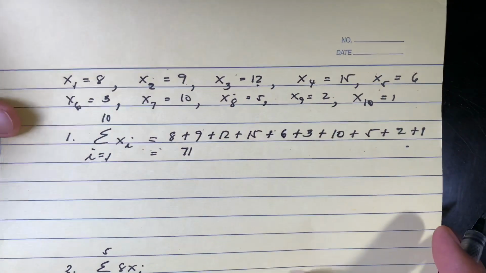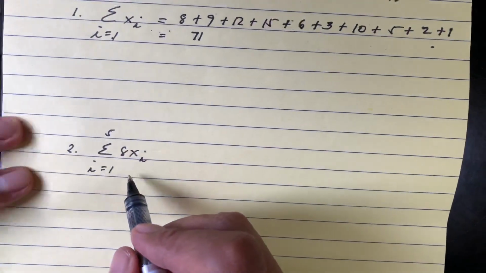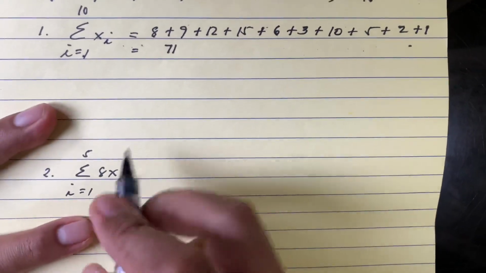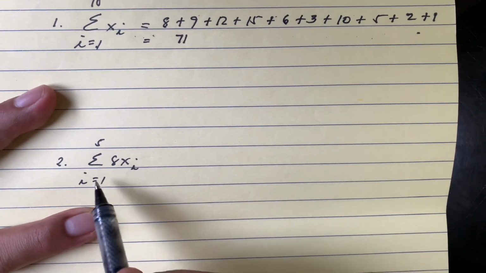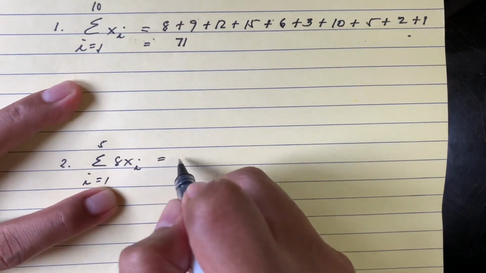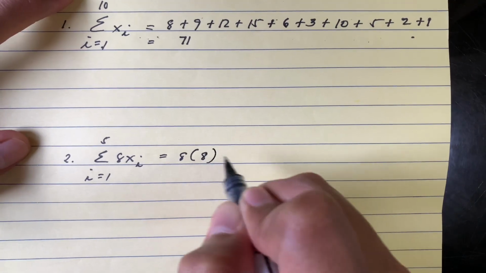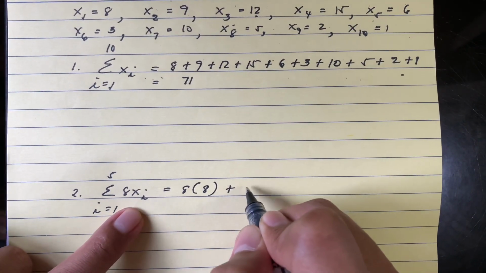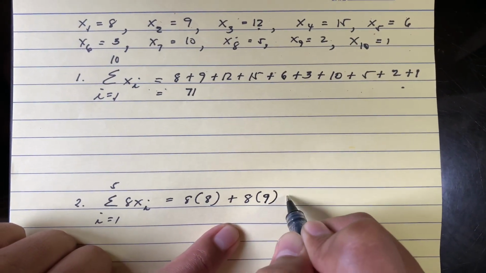Okay, let's go to our second example. We would still be using the same data given above. So here, let us simplify the summation of 8x sub i as i goes from 1 to 5. So we have here 8 times your x sub 1, which is equal to 8, plus 8 times your x sub 2, which is equal to 9.